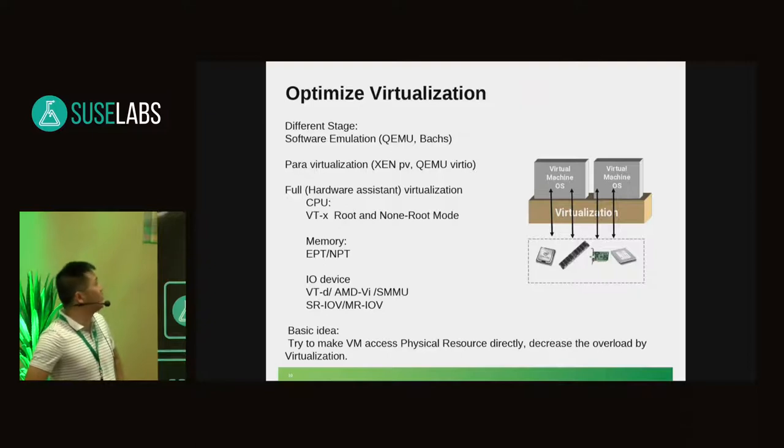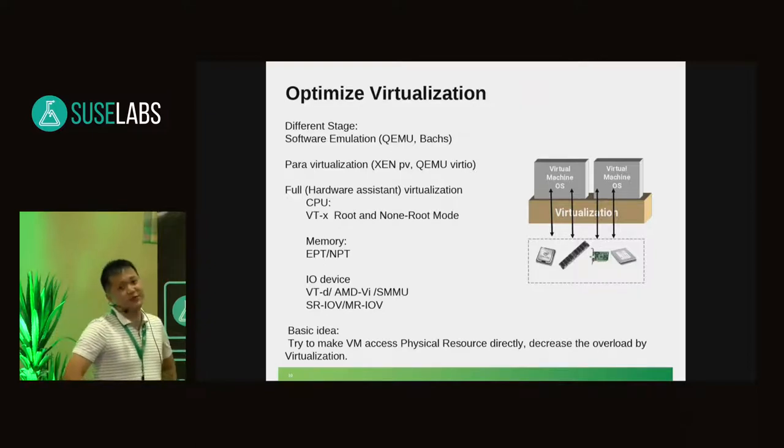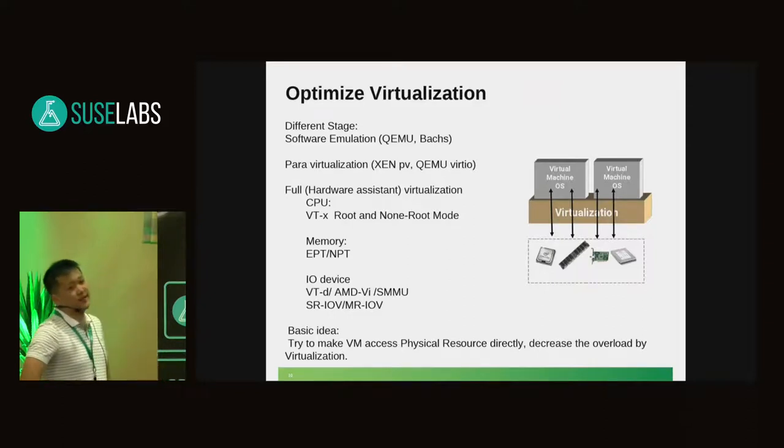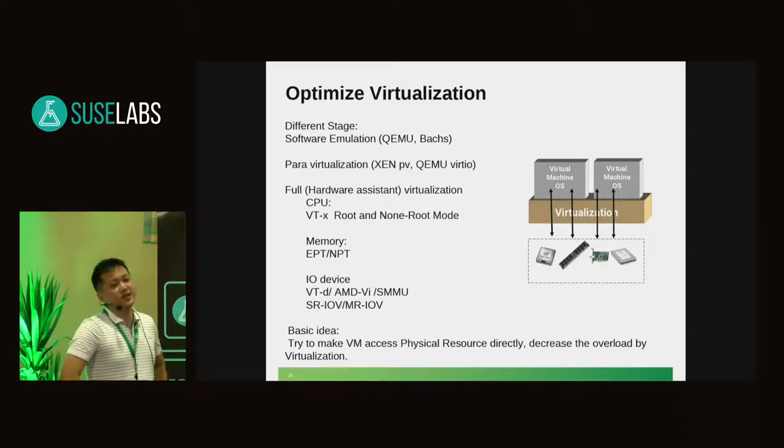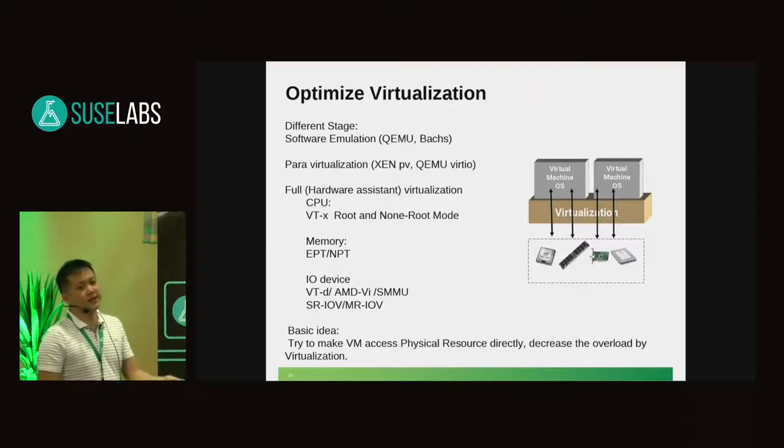Now let's see how virtualization evolved and how to optimize it. There are different stages. First is the simple way: software emulation, like QEMU or Bochs. Basically, it uses the CPU to intercept all the instructions, execute them, and then return a result to the required place. Of course, it's super slow. Then comes paravirtualization. There you need to change the guest kernel, which means if you run a VM, it is aware of it. That's not what I prefer, even though it has better performance.